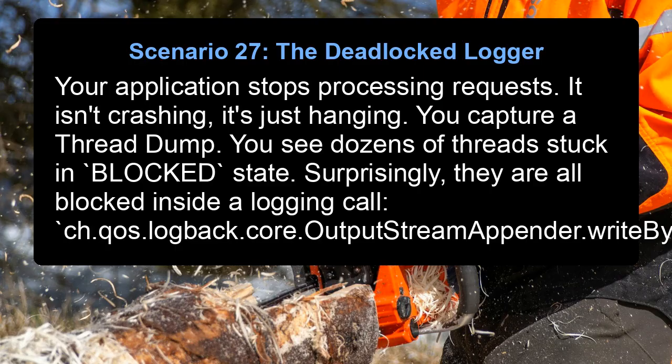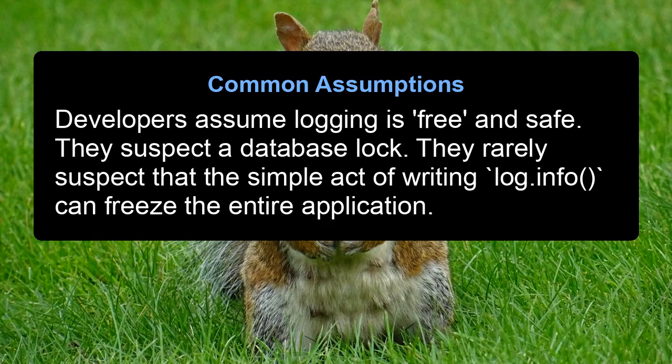Scenario 27. The deadlocked logger. Your application stops processing requests. It is not crashing, it is just hanging. You capture a thread dump. You see dozens of threads stuck in blocked state. Surprisingly, they are all blocked inside a logging call, ch.qos.logback.core.OutputStreamAppender.writeBytes.